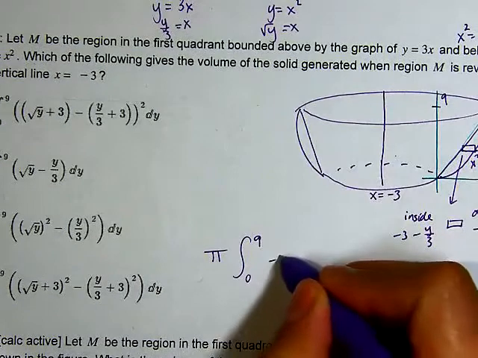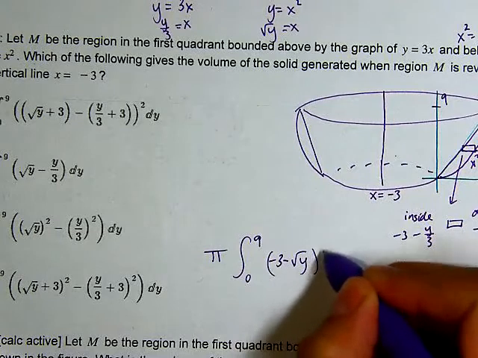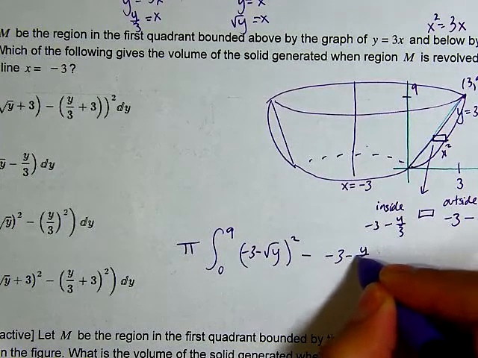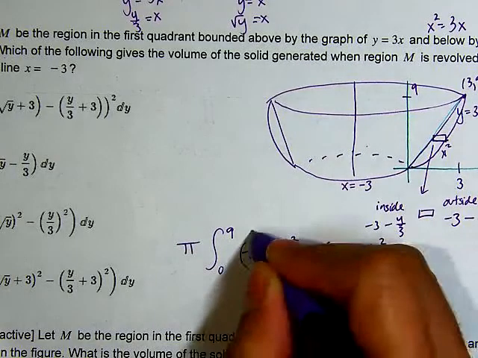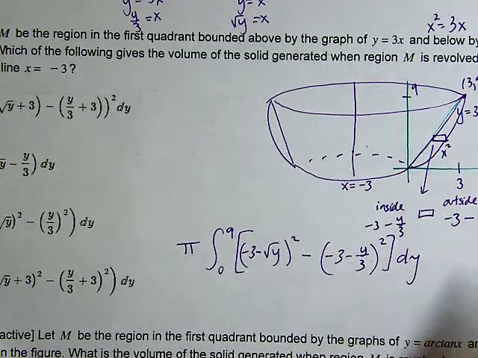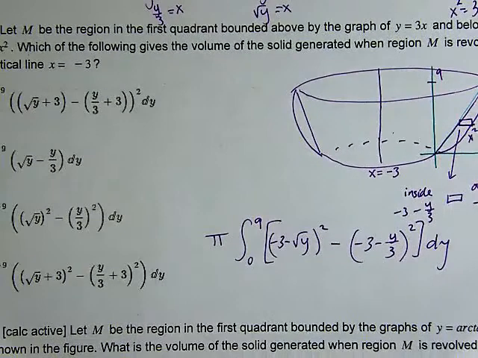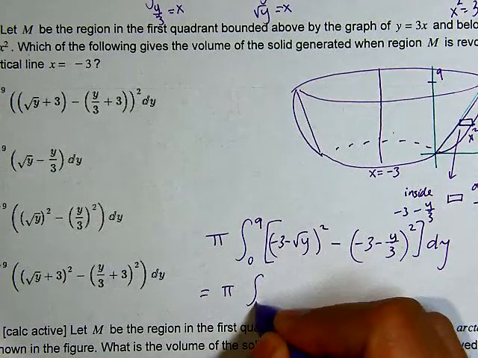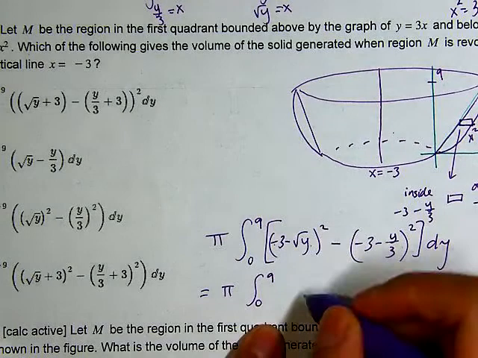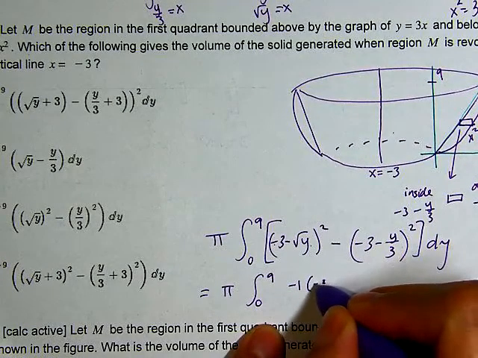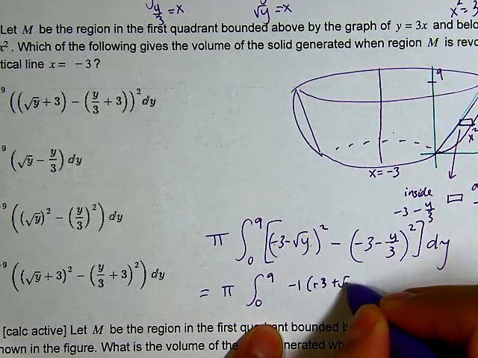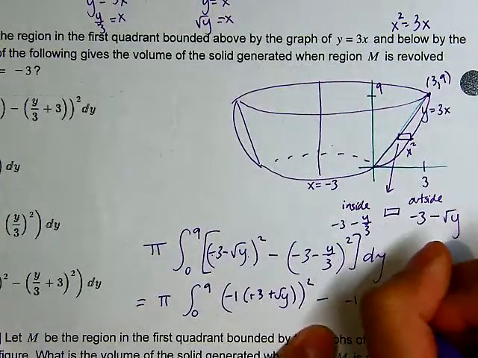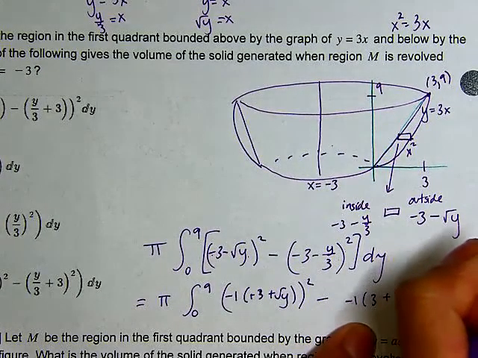Let's go ahead and take the outside radius, subtract it from the inside radius, put that in big brackets, dy. Now you'll notice this looks really close to answer D. It's not quite answer D. How they got answer D is they factored out a -1. So now it will be +3 plus square root of y. Then all of this is squared. And then similarly here, they factored out a -1 and then +3 plus y over 3 squared.